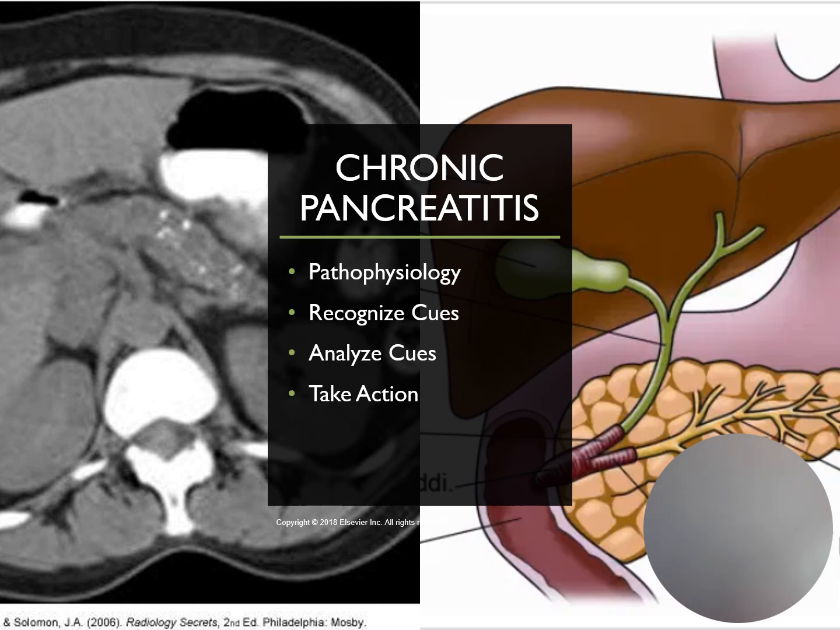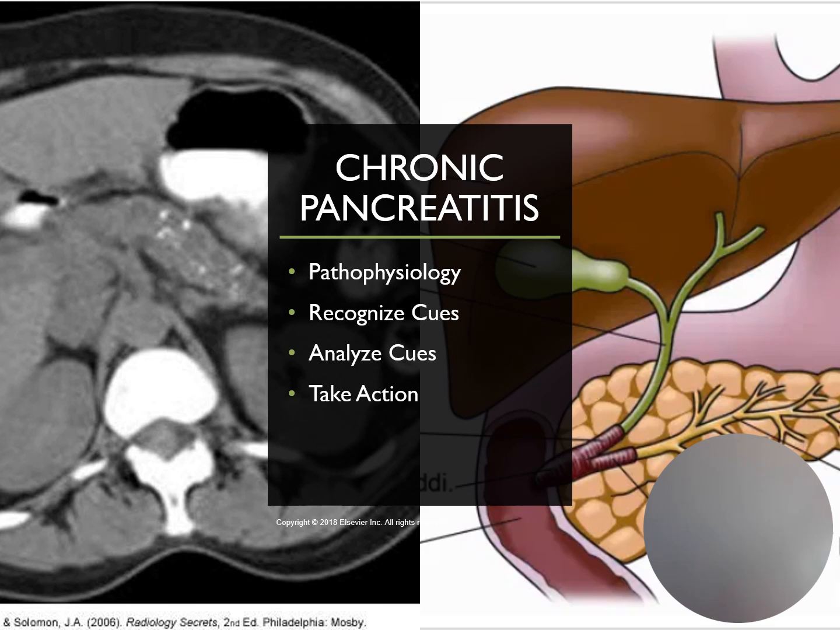With chronic pancreatitis, this is a progressive destructive disease of the pancreas. It is characterized by remissions and exacerbations. We're going to see inflammation and fibrosis that leads to pancreatic insufficiency and diminished function of the pancreas. There are different classifications. It can be chronic calcifying pancreatitis, which is the most common. It can be chronic obstructive pancreatitis.